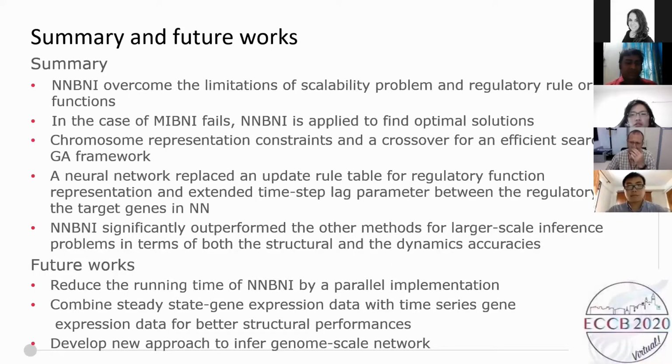Future work: our NNBI method is slower than other methods, so we will use a parallel implementation for NNBI in the future. We would also like to combine steady-state gene expression data with time series gene expression data for better structural performance, especially on noisy gene expression data sets. And we hope to develop a new approach to infer genome-scale networks. Until now, we have only inferred a 500-gene network. In the future, we will develop a new method that can infer the whole genome.